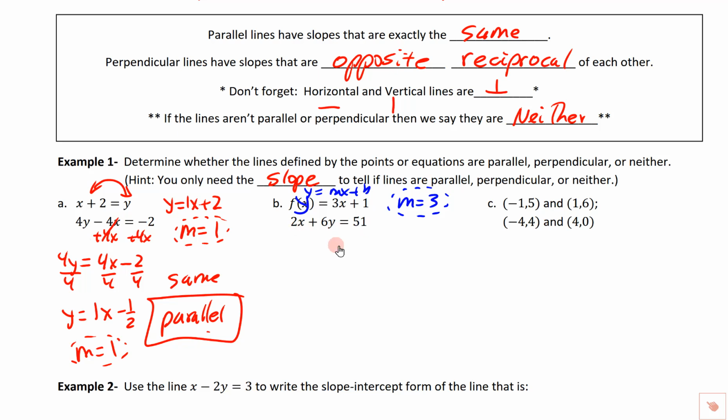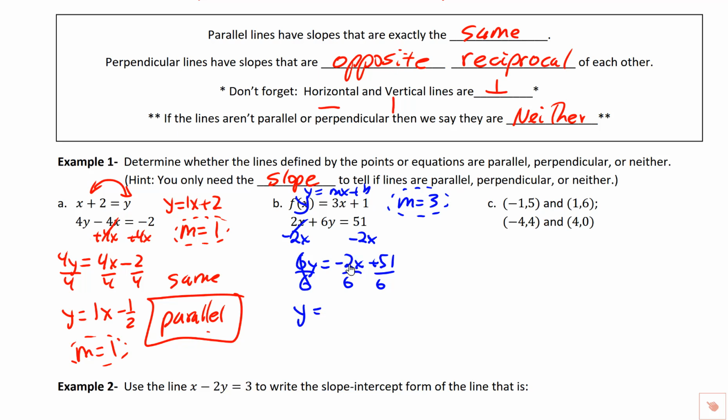Now we want to take a look at this other one. We've got to get the y by itself so we can tell what the slope is. So we're going to subtract 2x. Again, we'll put the x first. So this is going to be 6y equals negative 2x plus 51. Not our favorite number there, 51, but we can deal with it. Okay, so those are going to cancel. We're going to have y equals.